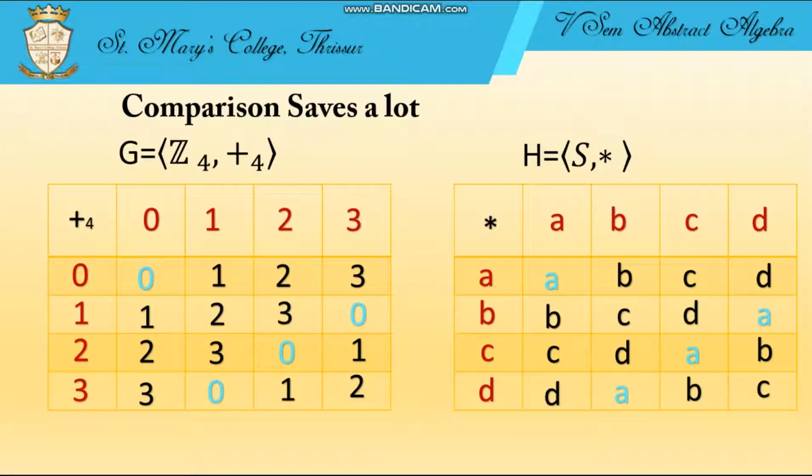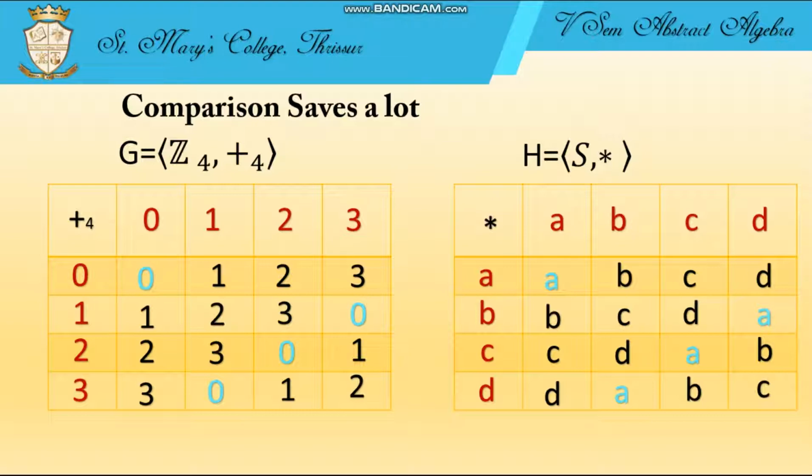So here what we are going to do is compare. Usually in our lives we compare a lot of things: persons, things, salaries, etc. So here we have two composition tables of two algebraic structures. G is the set Z4 with addition modulo 4, and H is a set S with binary operation star.